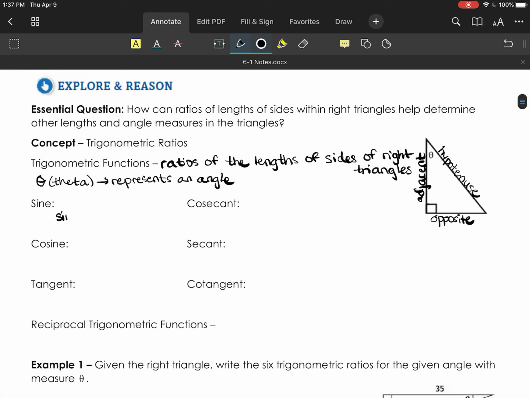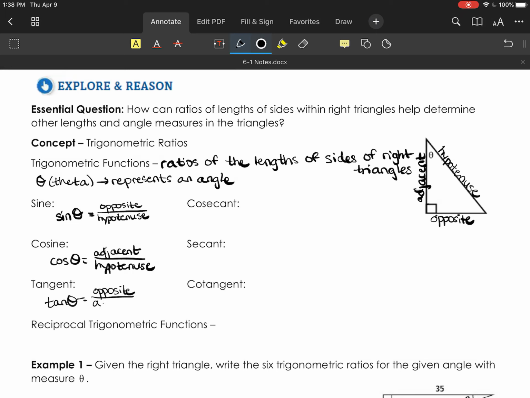First of all, sine, you'll see it written as S-I-N, theta. And yes, you do have a button on your calculator that says sine. This means sine of an angle. And sine is the opposite over the hypotenuse. Then you have cosine. You see this written as C-O-S, theta. That is equal to the adjacent side over the hypotenuse. And I think when we do an example, this will make more sense, just FYI. Tangent, you'll see written as T-A-N of theta. That's equal to the opposite side over the adjacent side.